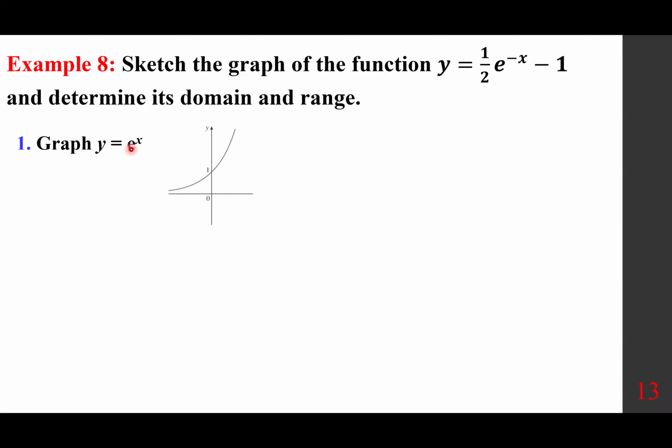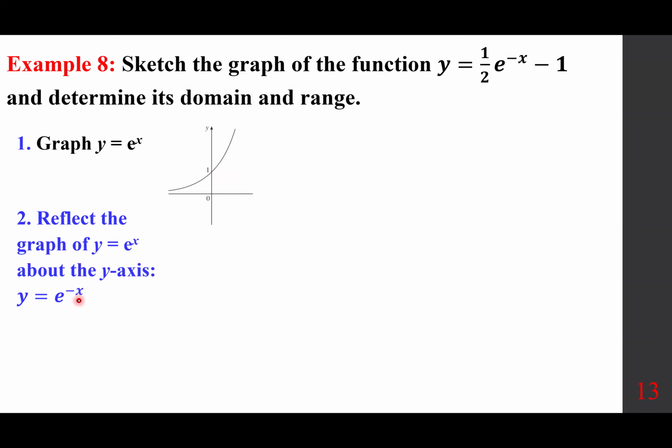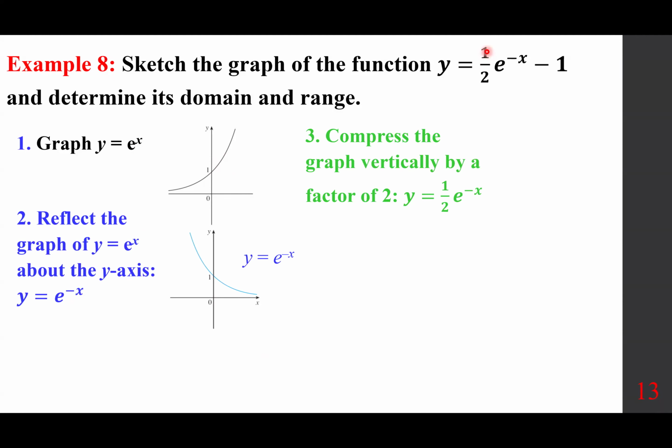The second step is to get e to the power minus x. So we're going to reflect this about the y-axis to make it e to the power minus x. The next one is 1/2. So compress the graph vertically by a factor of 2, make it y equals 1/2 e to the power of minus x.